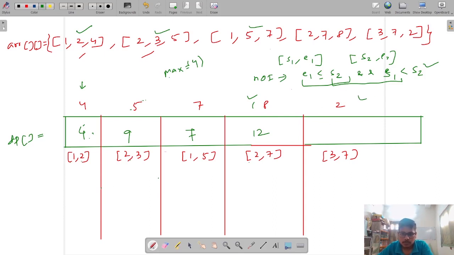Then for this one I have to fill this one, so I am starting from here. So 1, 2 and 3, 7. So 2 is not less equal to 3, and 1 is less than 3, but this condition failed. So these are not non-overlapping. Let's check this condition. 2, 3, 3, 7. So 3 is less equal to 3 and 2 is less than 3. So they are non-overlapping. So we will create our max as 9 here.